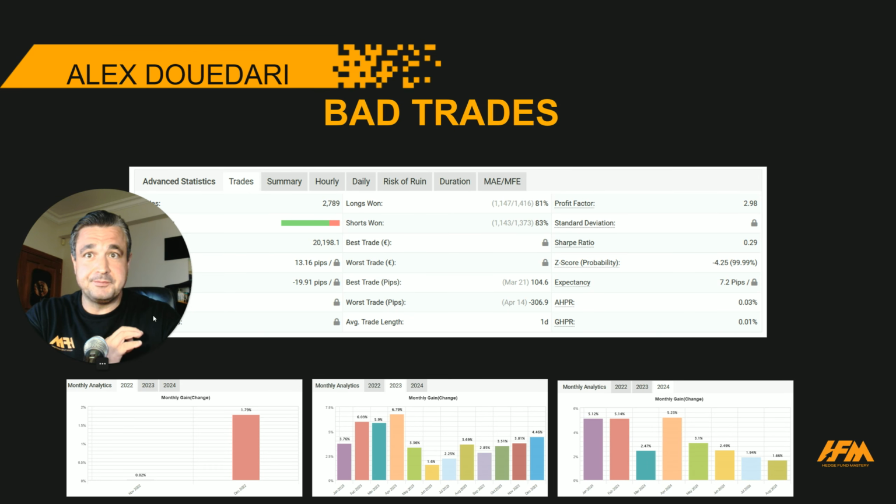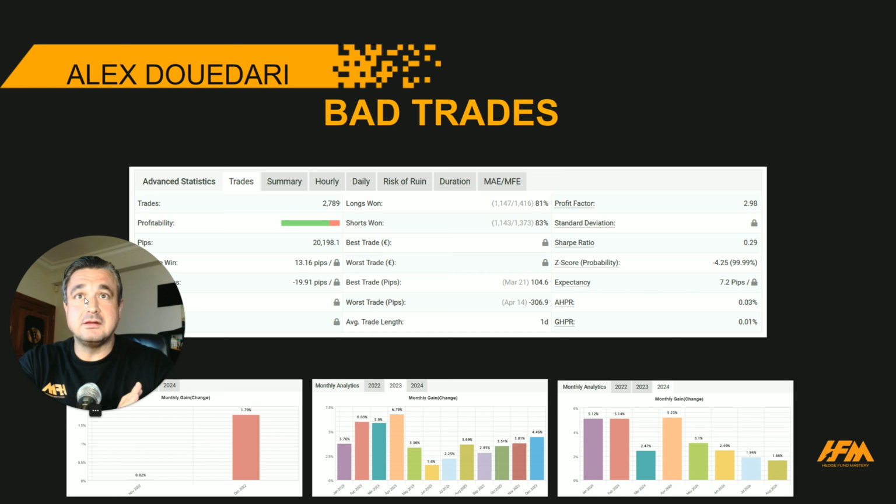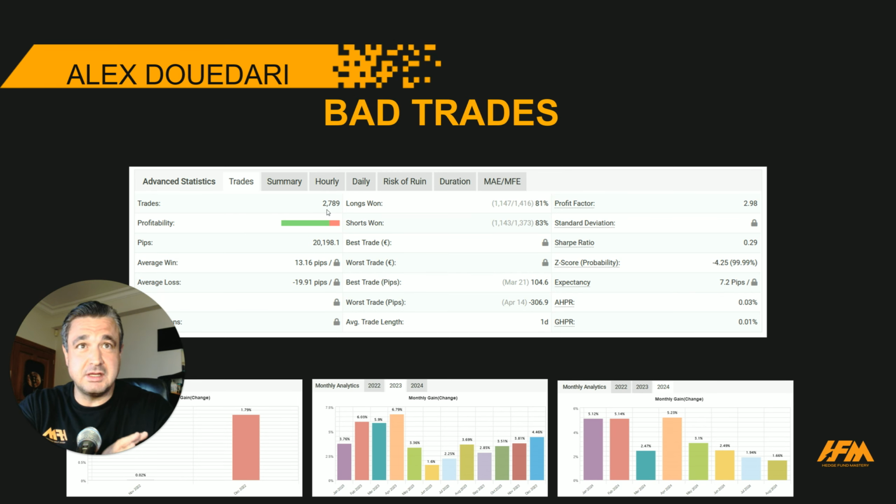So here, as you can see, it started December 2022. You can see the monthly gains have been all the time positive, really good. And the number of trades, you can see them here, are 2,789 trades. And 81% of the longs were won, 83% of the shorts were won. And that is 20,200 pips roughly. That is pretty good. Even expectancy, which means like an average, every trade profits about 7.2 pips.